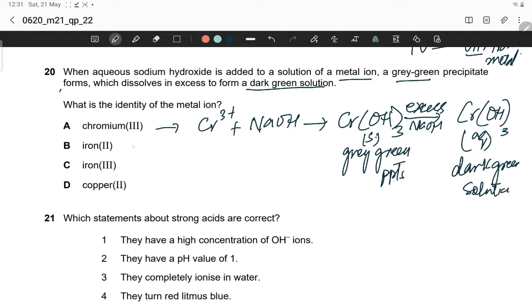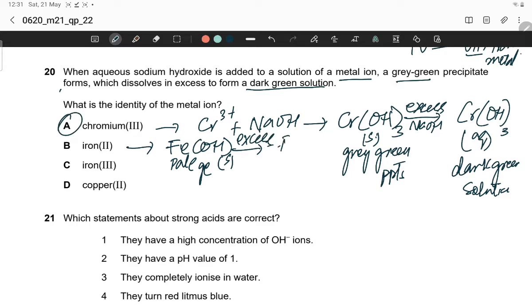Iron 2 hydroxide is pale green and remains insoluble in excess. So this is incorrect.